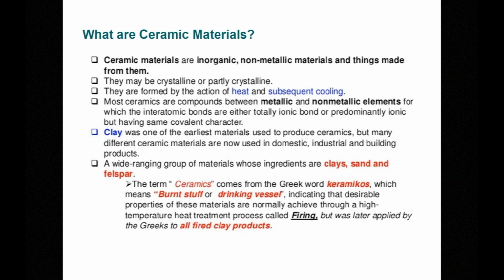Ceramic materials are classified as inorganic, non-metallic materials and things made from them. So it's non-metallic and inorganic, meaning it can be mineral-based or synthetic-based. They may be crystalline or partly crystalline. They are usually formed by the action of heat and subsequent cooling. Most ceramics are compounds and alloys between metals and non-metallic elements, and either they are totally or predominantly ionic, but may have some covalent character. We're talking here about the chemical bonding properties.